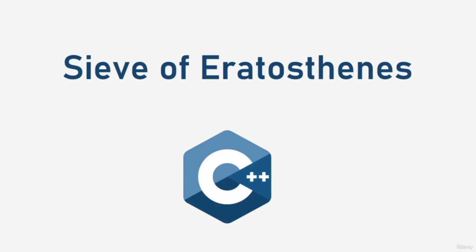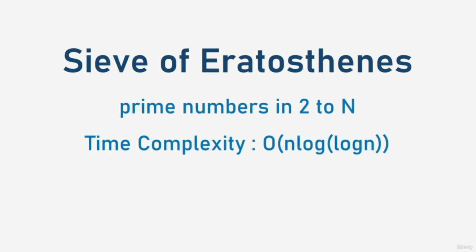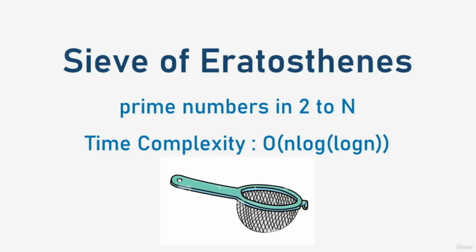Hey guys, so in this video tutorial, we are going to discuss the sieve of Eratosthenes algorithm. The sieve of Eratosthenes algorithm is used to find the prime numbers from any interval 2 to n. The time complexity of this algorithm is very low, which is big O of n log log n. And that is why this is the best algorithm to find the prime numbers. In this algorithm, we filter out the non-prime numbers, and that is why the algorithm is called a sieve.